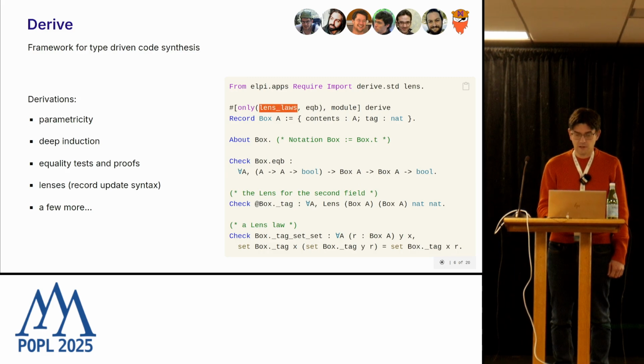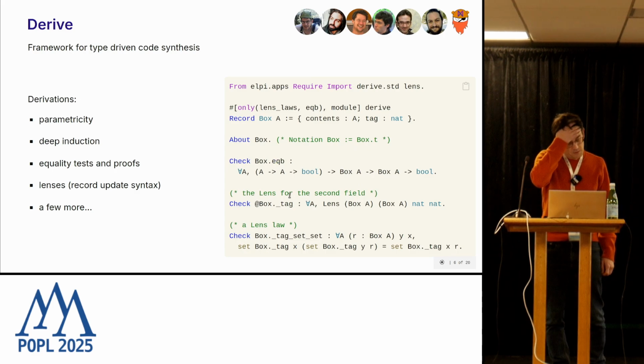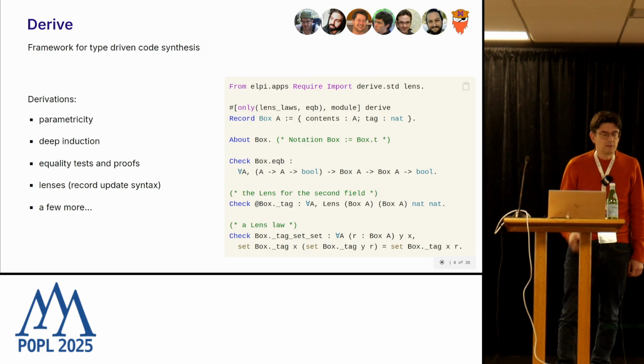So here you can see that it created a module, put the type in it, and also synthesized an equality test. As you expect, it says, I can compare two boxes if you give me a way to compare the contents. It won't ask you for a way to compare the tag because it's a natural number, so there's already an equality test for it. Lenses in the Coq community are sometimes called record update syntax.